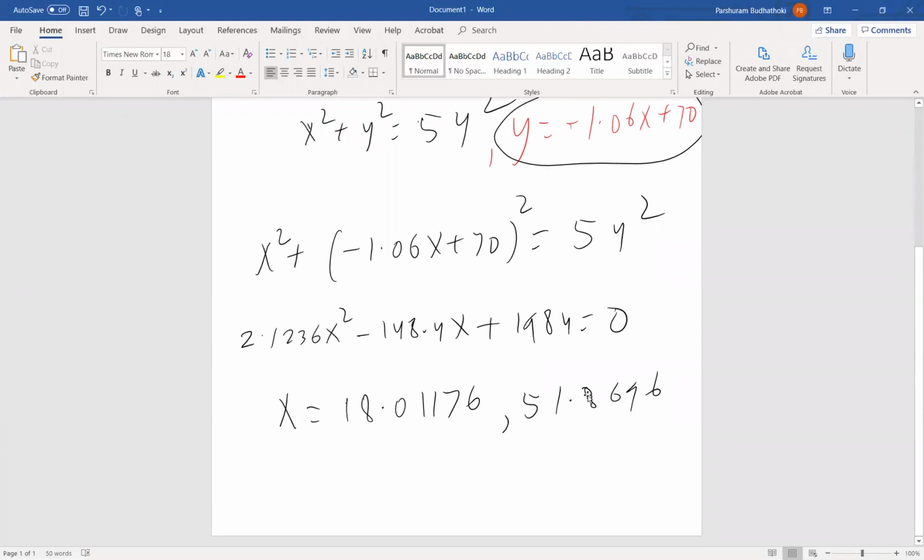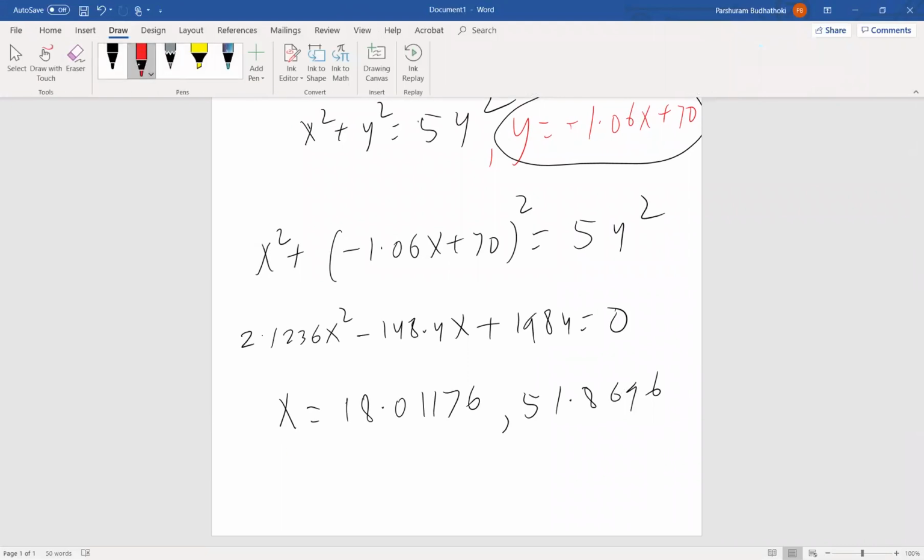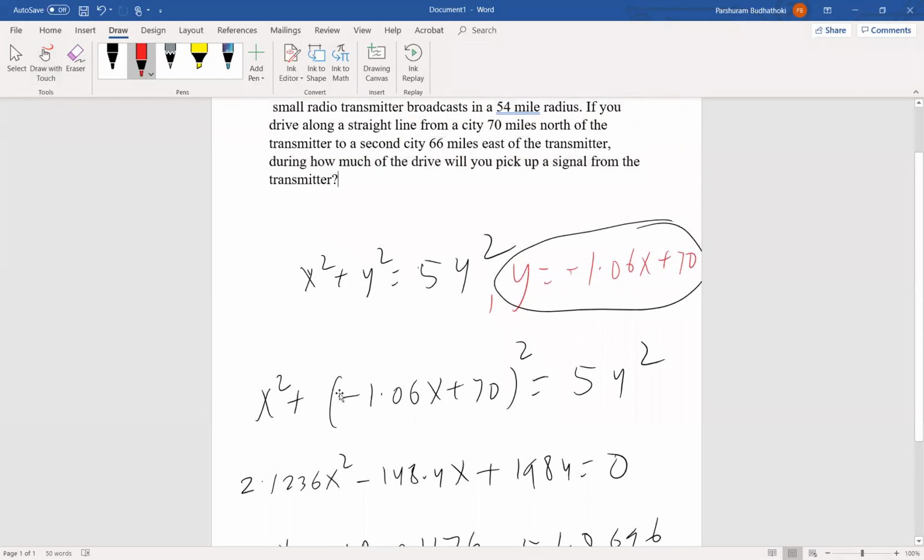If you do that, you will get y equal 50.9075 for the first, and for this one you get y equal 15.0182. So these are the x and y coordinates for those 2 points we're talking about.